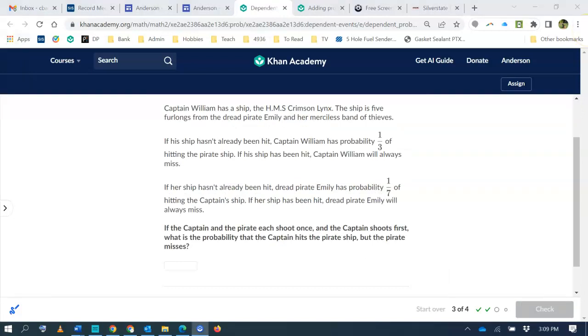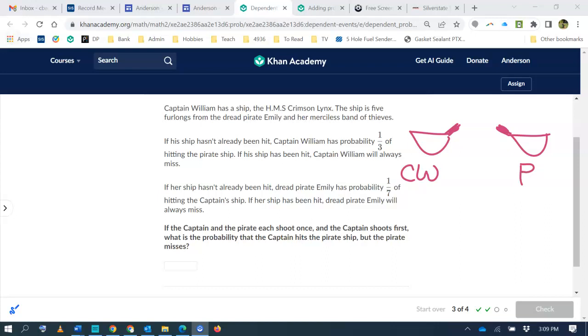Okay, there's a lot here to this question. Basically, we have 2 different ships that are fighting each other, okay? And they're shooting cannons at one another. Captain William, so let's see here. We'll call this one Captain William, so it's CW. And then Pirate Emily, we'll just call P for pirate.